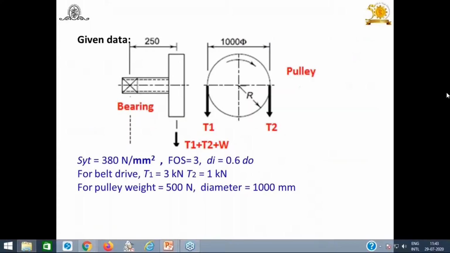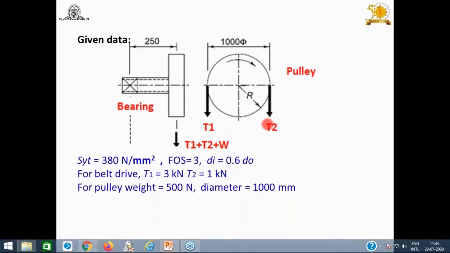Now write down the given data. Here it's a diagram. Now what is given? The pulley having 1000 mm diameter is mounted at one end, which is overhung from the bearing at its left side. Look at the figure. I have shown the bearing towards the left side. Its overhang is 250 mm. This pulley diameter is 1000. And again here, the weight of the pulley is given.